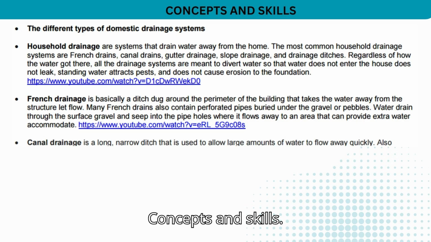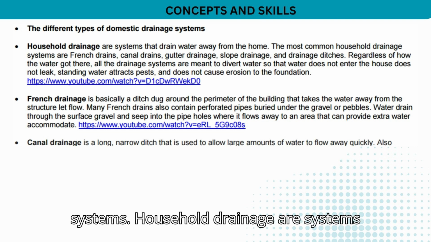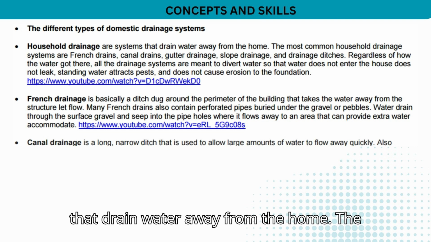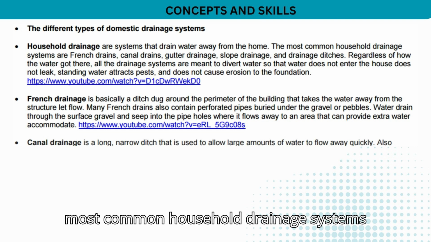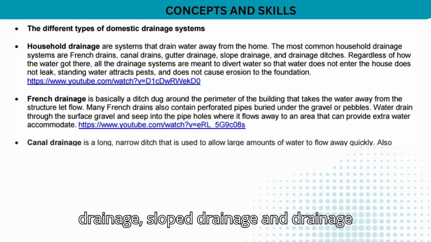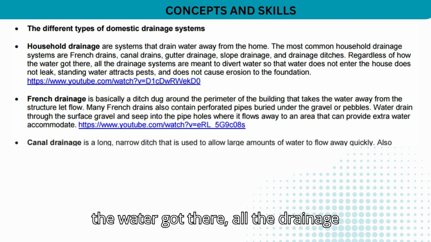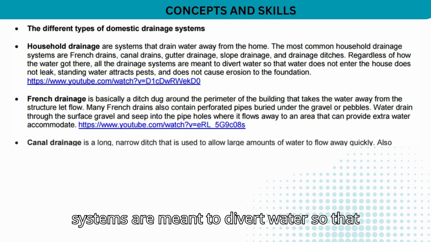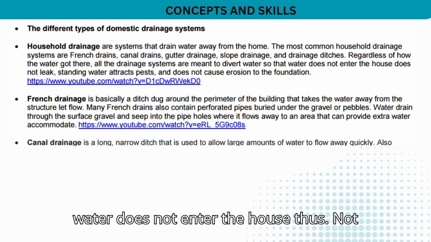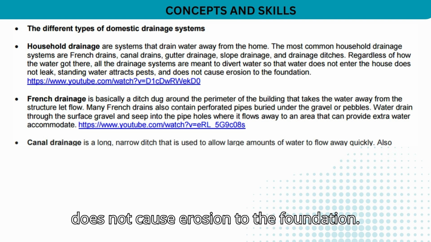Concepts and skills. The different types of domestic drainage systems. Household drainage systems drain water away from the home. The most common household drainage systems are French drains, canal drains, gutter drainage, slope drainage, and drainage ditches. Regardless of how the water got there, all the drainage systems are meant to divert water so that water does not enter the house, does not leak, standing water does not attract pests, and does not cause erosion to the foundation.